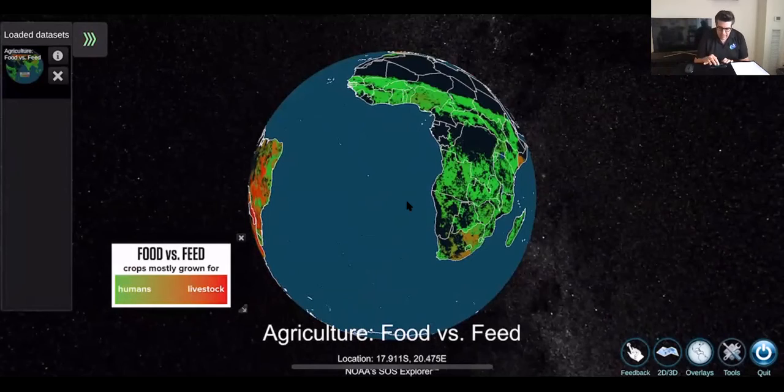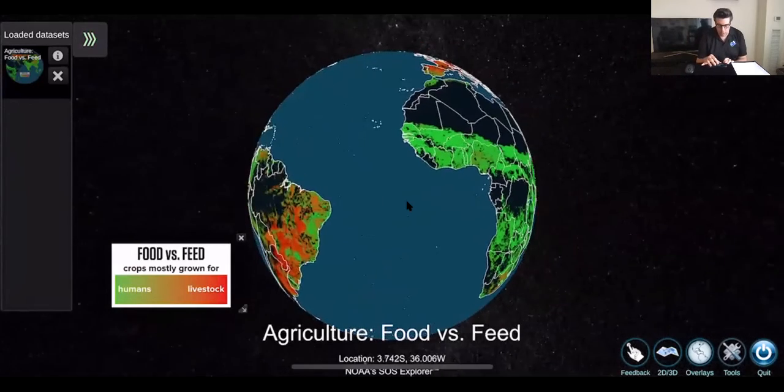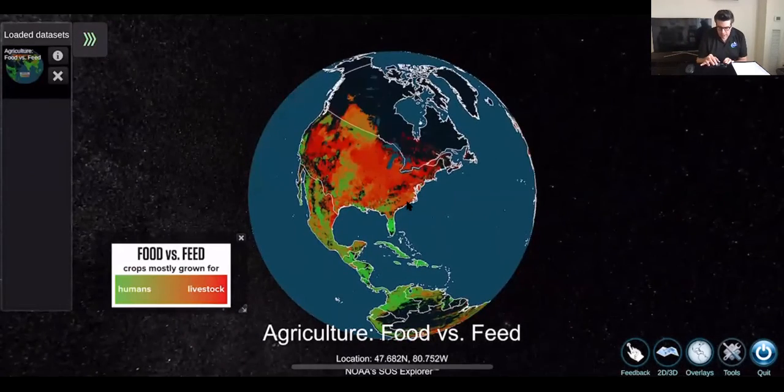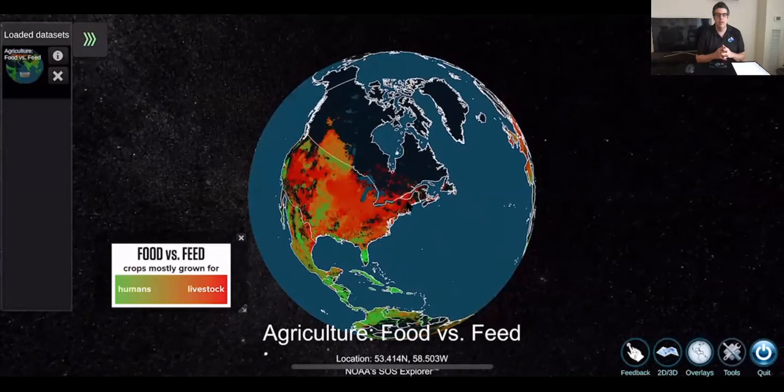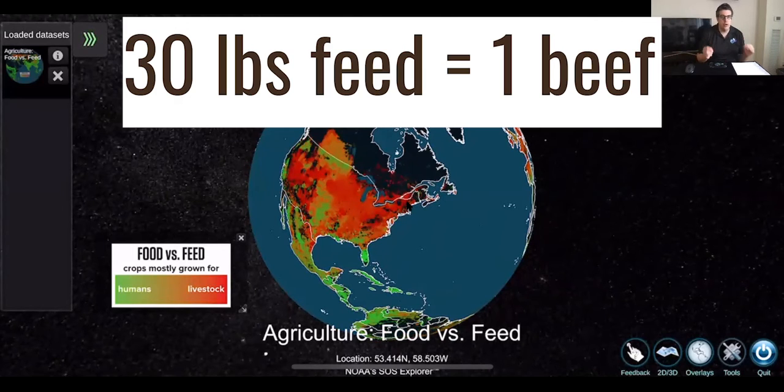Now what's interesting, and the reason this is important to look at on a global scale, if we look here, a lot of the US's land use is being used to grow food, not for people to eat, but for livestock to eat. And it takes 30 pounds of this feed to produce just 1 pound of beef with cattle, for example, right? So it's really not the most efficient way to provide food for ourselves.